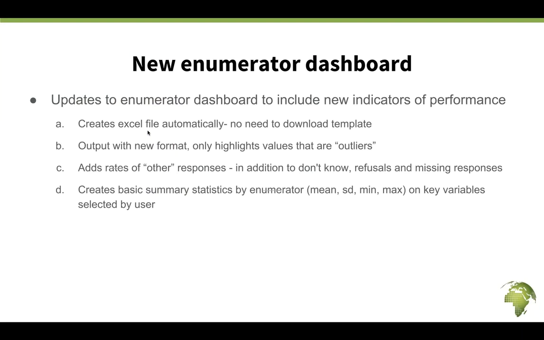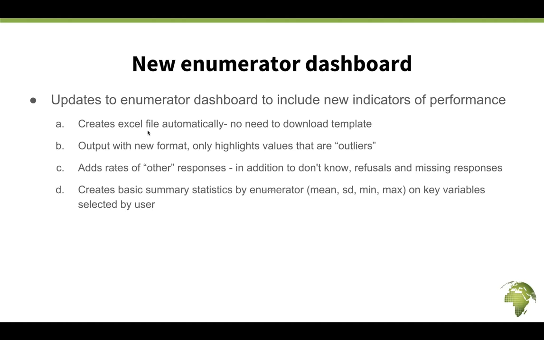Then for the enumerator dashboard, we included new indicators of performance, and a big advantage is that now the creation of the Excel file is completely done within Stata, so you don't have to download a copy of the template for the enumerator file in order to get the column headers. That all is created from within Stata. And then we also added an other column, so that in addition to, in the past, you could see rates of refusals or don't knows, or general counts and durations by enumerator.